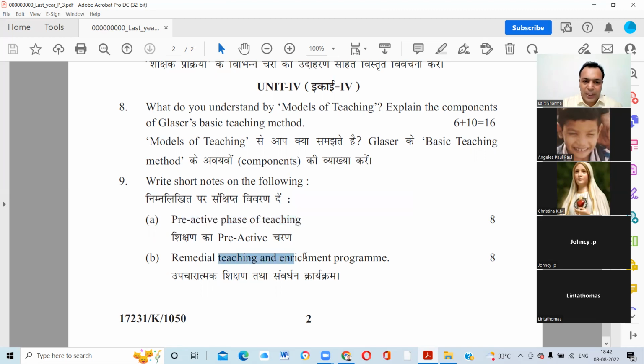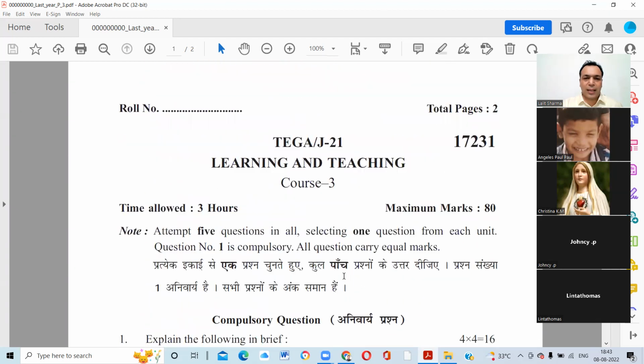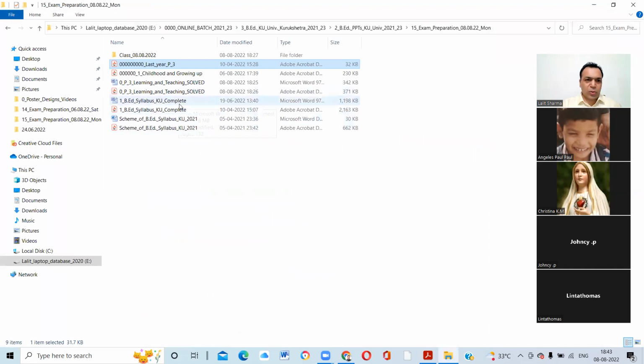And the B part is the remedial teaching and enrichment program. Remedial teaching, you know that. This is a teaching strategy. So guys, this is your learning and teaching paper. Side by side we will also see the syllabus. This is our KU complete syllabus.